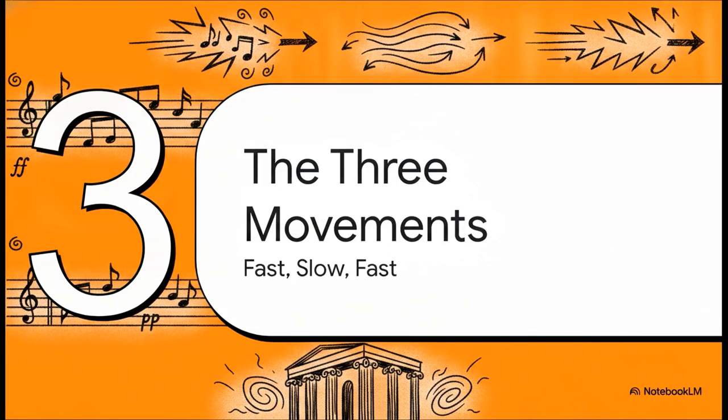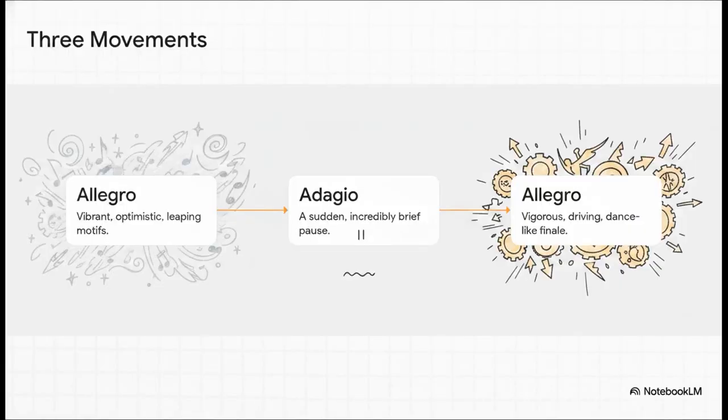That brings us to Section 3, the 3 movements, fast, slow, fast. Now that we've got a handle on the ensemble playing the notes, let's look at the physical architecture of the piece itself. The concerto follows your classic Baroque fast, slow, fast structure. It opens up with the allegro, which is just incredibly vibrant, optimistic, and packed with leaping motifs passed at lightning speed among the string groups.